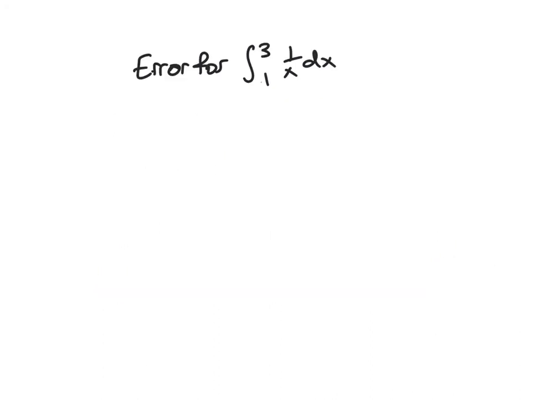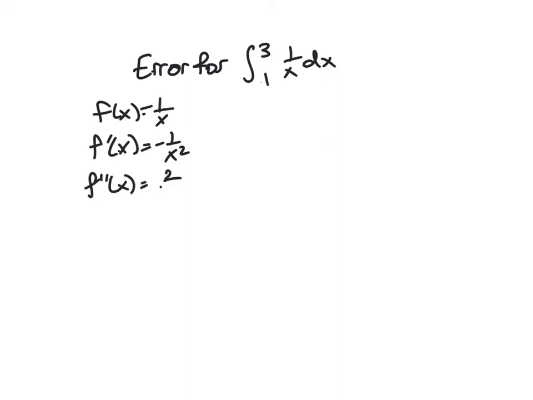So as an example of this, let's look at our error for the one we've been working on, this integral from 1 to 3 of 1 over x dx. So f of x is 1 over x here. And so f prime of x is going to be negative 1 over x squared, and f double prime of x is going to be 2 over x cubed.